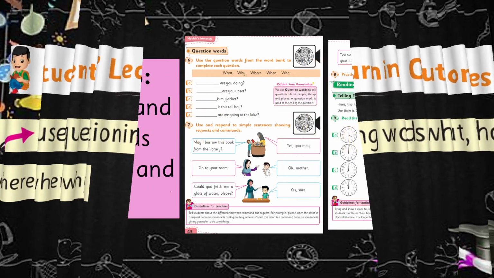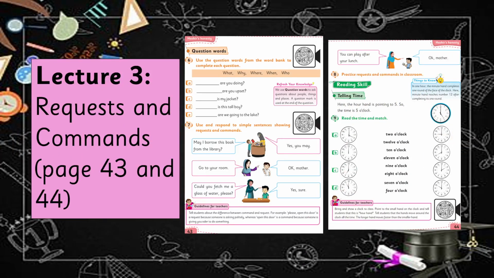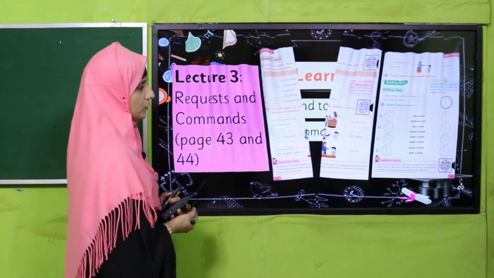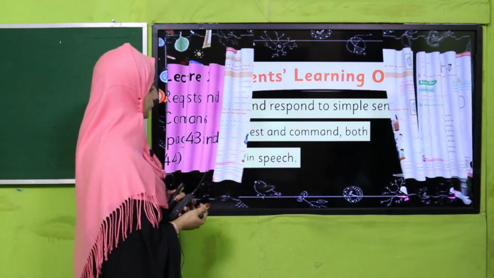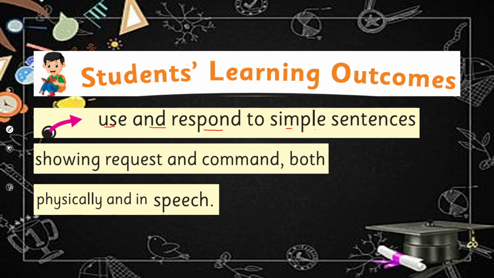In our next lecture, lecture number 3, we have to learn how to request and command on pages number 43 and 44. We will learn about our speaking skills and develop oral communication skills, and its SLO will be: use and respond to simple sentences showing request and command both physically and in speech.